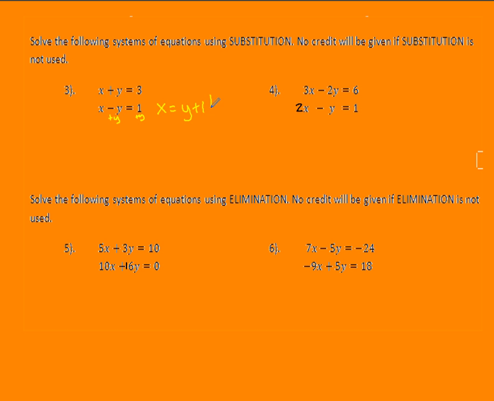Now x is by itself, I can go and plug it into the other equation. So that means now in place of x, I'm making it y plus 1 plus y equals 3. So all I did is I replaced x with what's in the box. What's in the box? So 2y plus 2 equals 3.